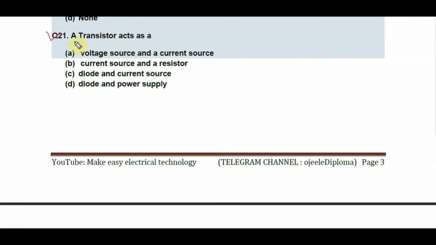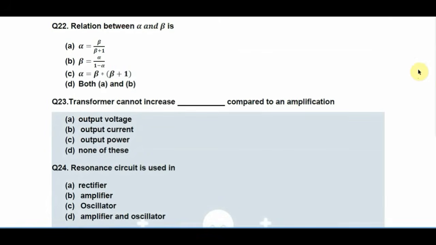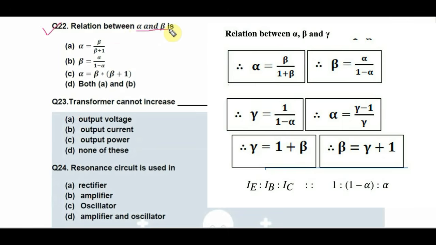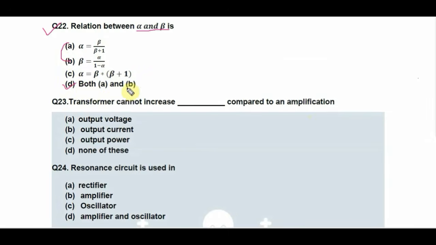Next question, a transistor acts as a, we know that a transistor is a switch. So option C will be the correct answer. It is a diode and a current source. Next question, relation between alpha and beta is, we know that alpha is equal to beta by beta plus 1 and beta equal to alpha by 1 minus alpha. So here both option A and option B are correct. So option D will be the correct one, both A and B.